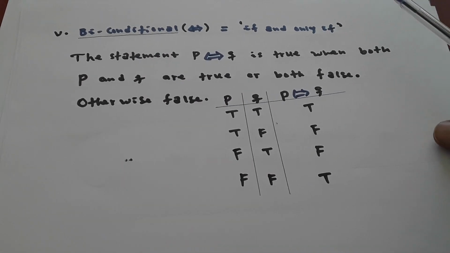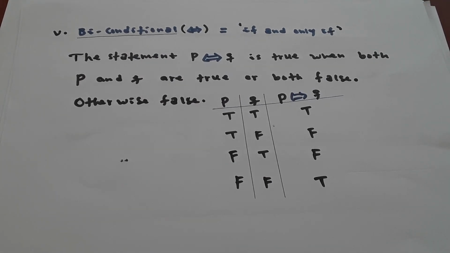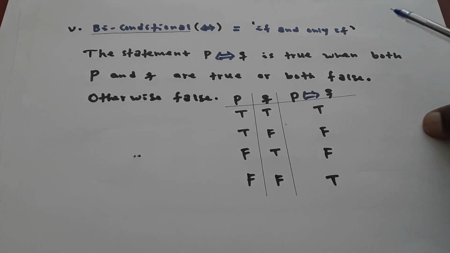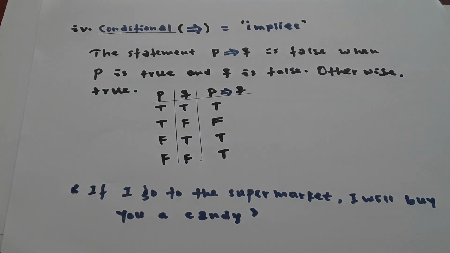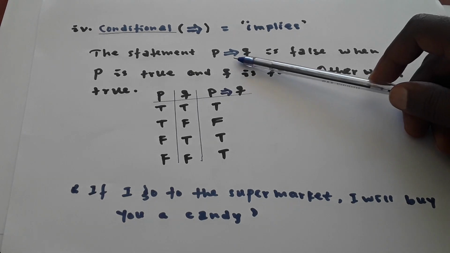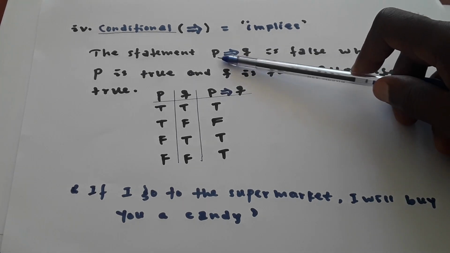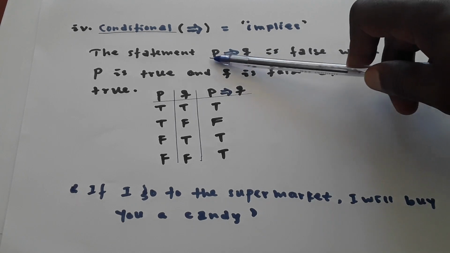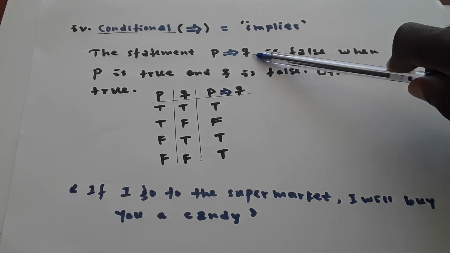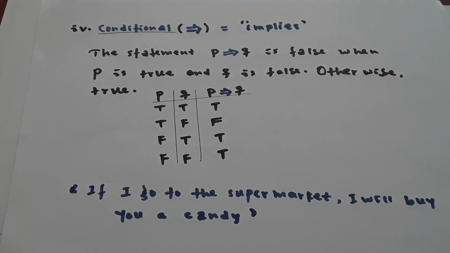Now we move to the biconditional. Previously, when we had P implies Q, we consider the proposition P to be called the hypothesis or the antecedent of the conditional proposition, while Q is called the conclusion or the consequent.